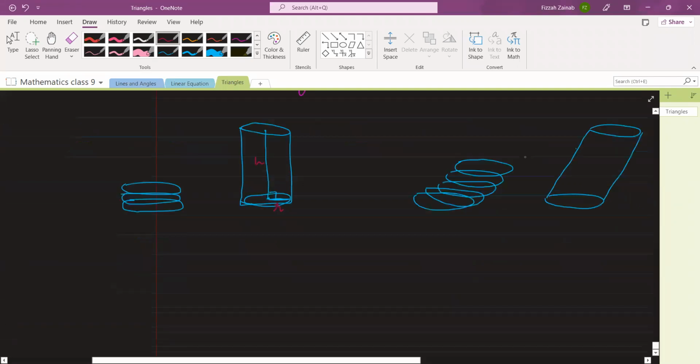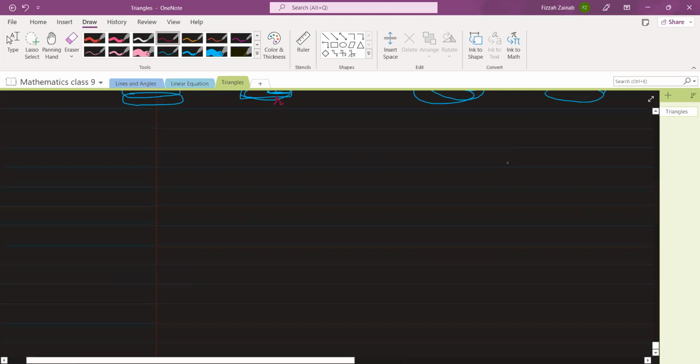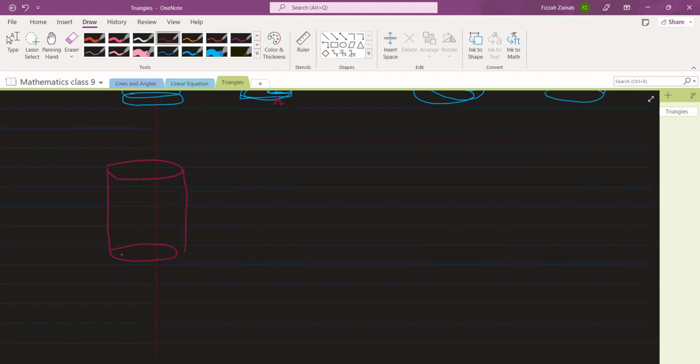Okay, so now let us come to our right circular cylinder. So we have to find its area. There are two parts in this cylinder. One is this top, right? Another is the bottom of the cylinder. And then you have this curved part also, right? So there are two types of area. One is the curved surface area, and then we have total surface area.